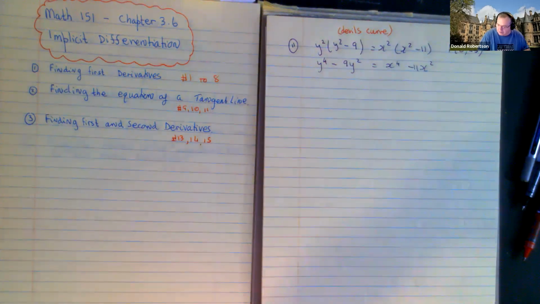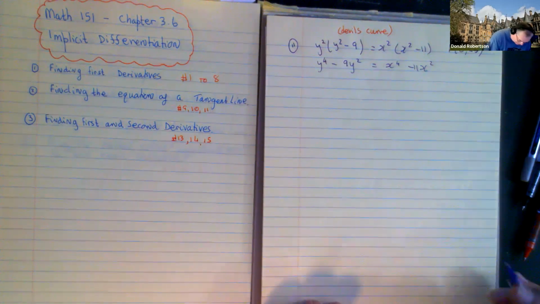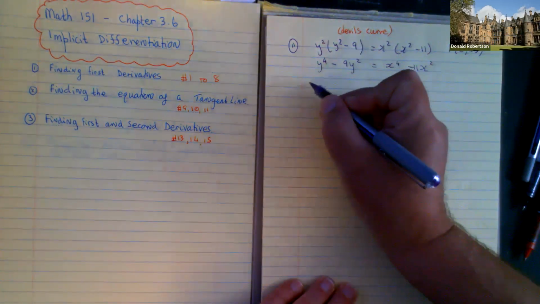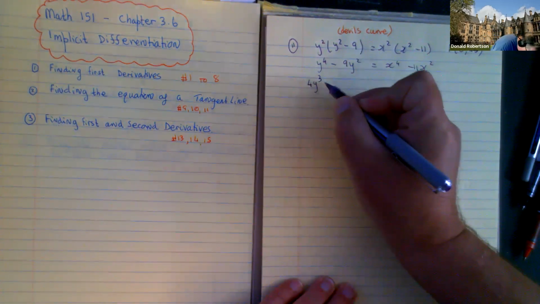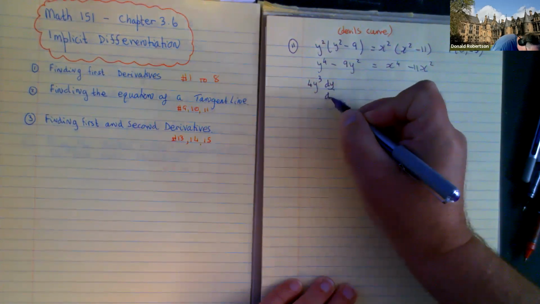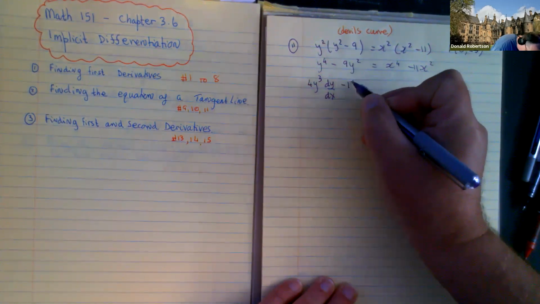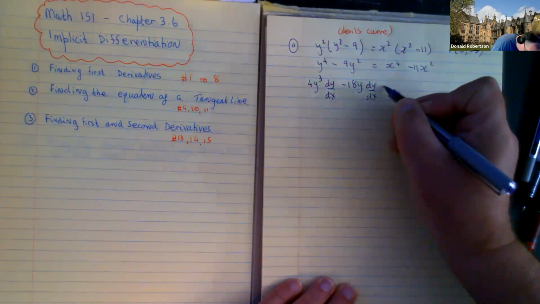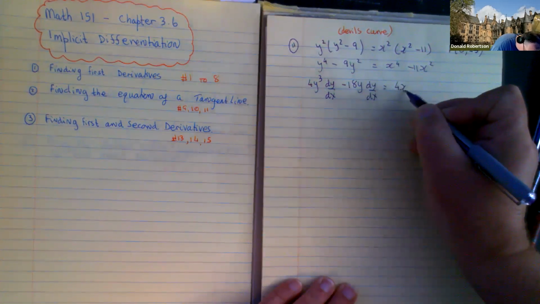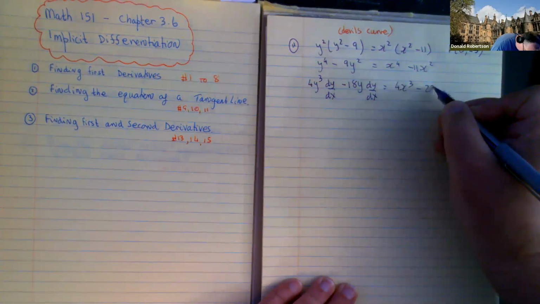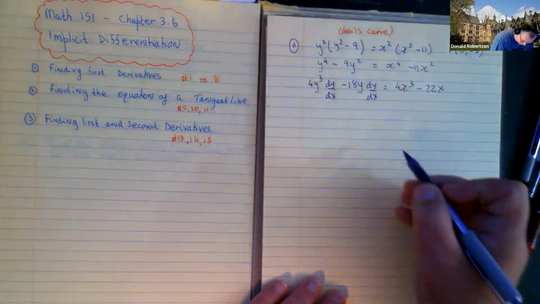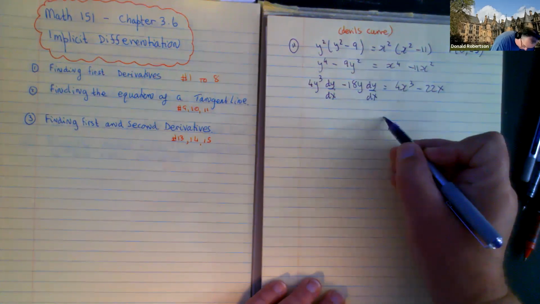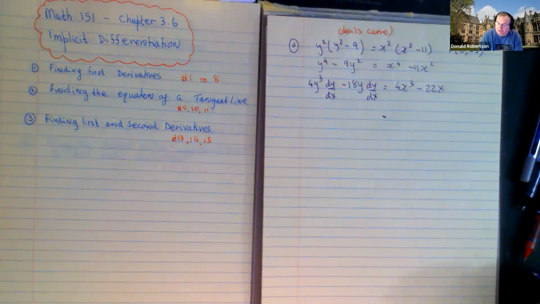So, you know, whatever you've got, work with it. Do the best you can. Now, differentiating this guy gets you 4y cubed dy by dx. Differentiating this guy gets you negative 18y dy by dx. Differentiating this guy gets 4x cubed, and differentiating this guy gets you 22x. I mean, that went really smoothly. Would you agree? There wasn't really any weird stuff going on. It was pretty straightforward.